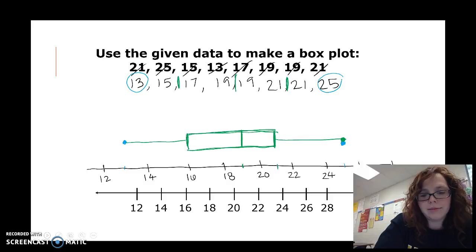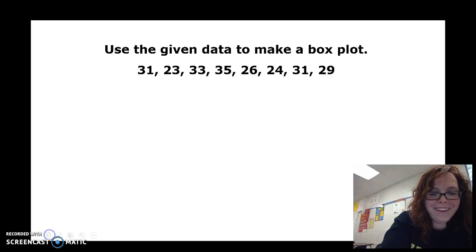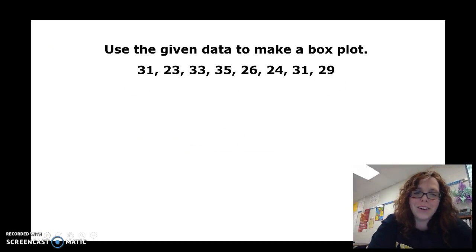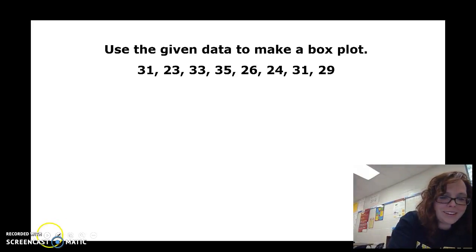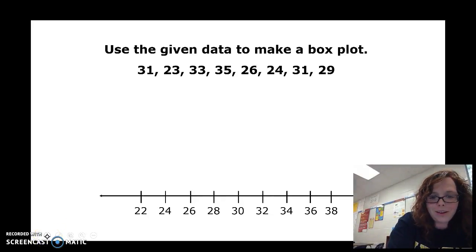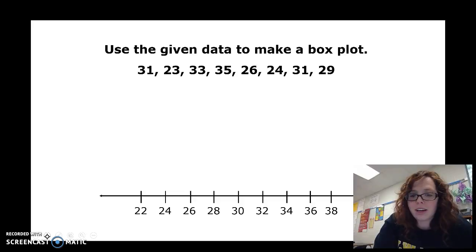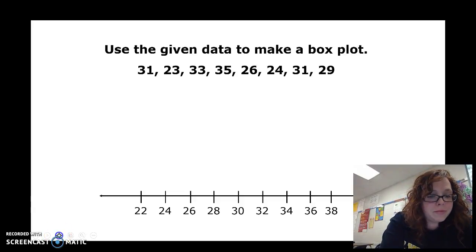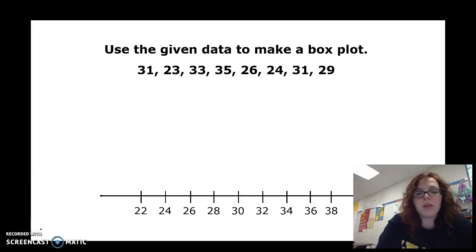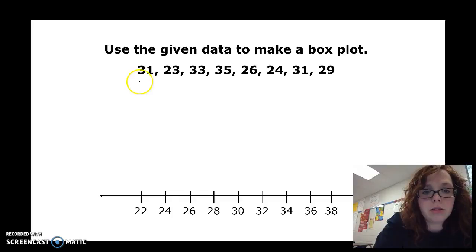All right, so now let's do another one. There we go. So we have it on here. What's our first step? David's probably going to talk out loud and tell me that it's to order the data from least to greatest. So here we go, least to greatest.